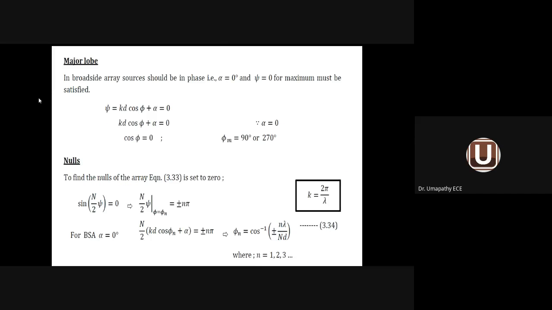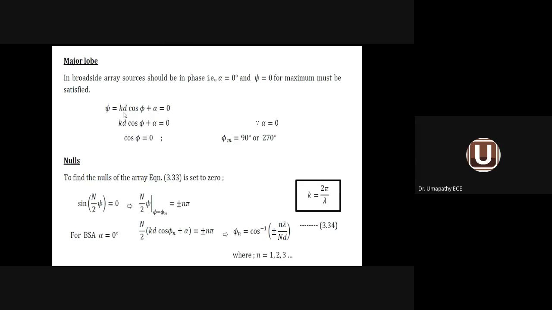Now look at the broadside array. First parameter, major lobe. Major lobe means I am going to determine the maxima angle for the major lobe. So we know that psi equal to kd cos phi plus alpha equal to 0. But in the case of broadside array, alpha value equal to 0, because we have seen equal amplitude and equal phase. So alpha will be 0 and psi equal to 0 for the maximum value.